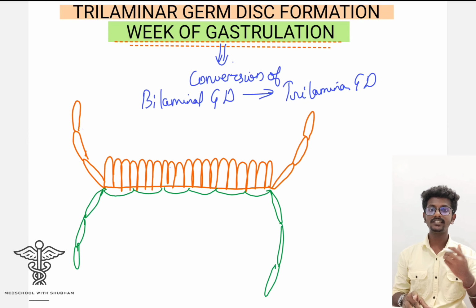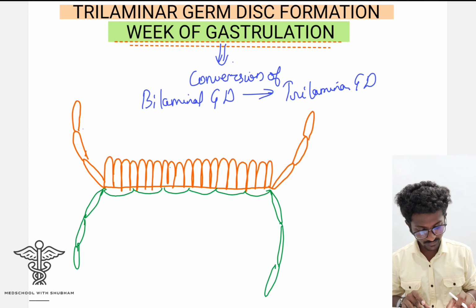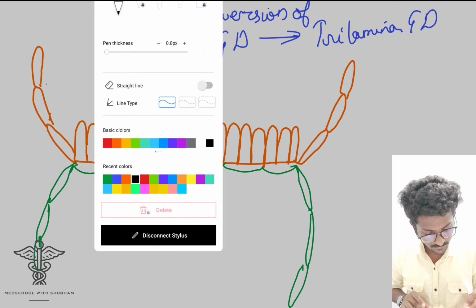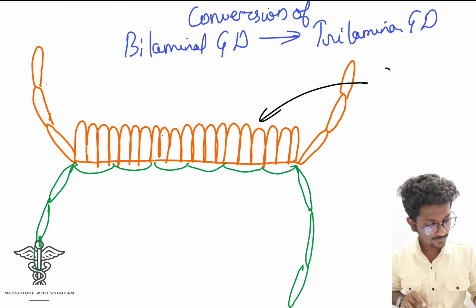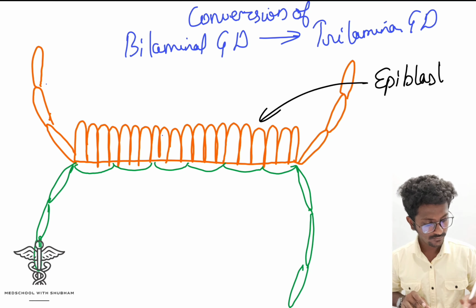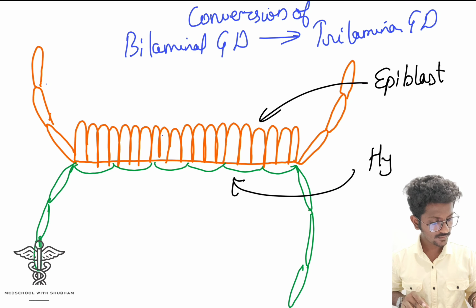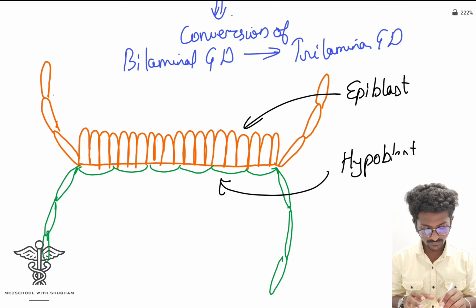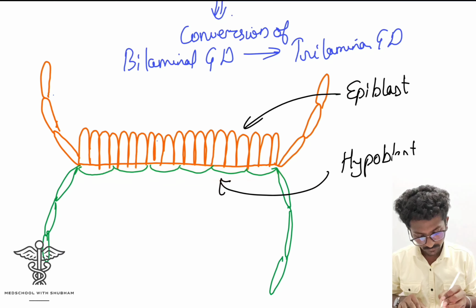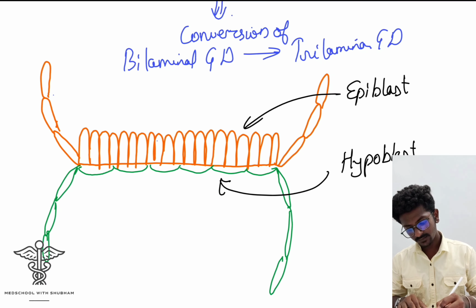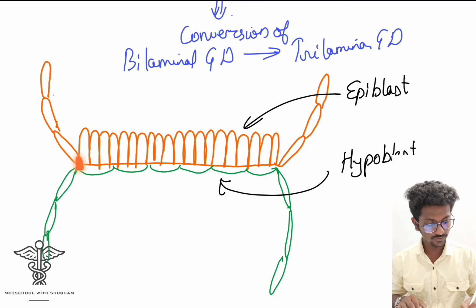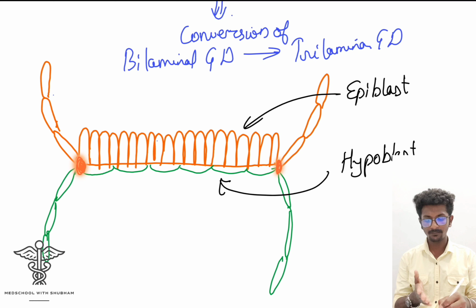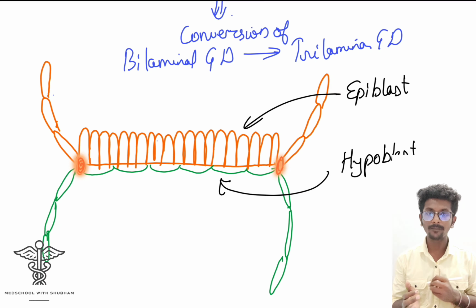The first change that will take place is towards the hypoblast side. First let me name this. This is the epiblast and this is the hypoblast. Towards the hypoblast side, what will happen? If this is going to be the cranial end and this is going to be the caudal end, assume that this is the cranial end, means the head of the baby will be forming in this end and the tail will be forming in this end.